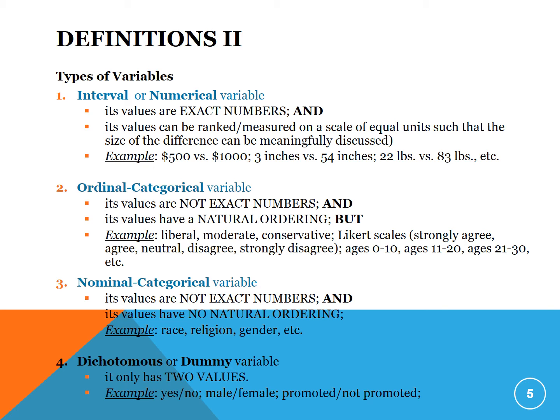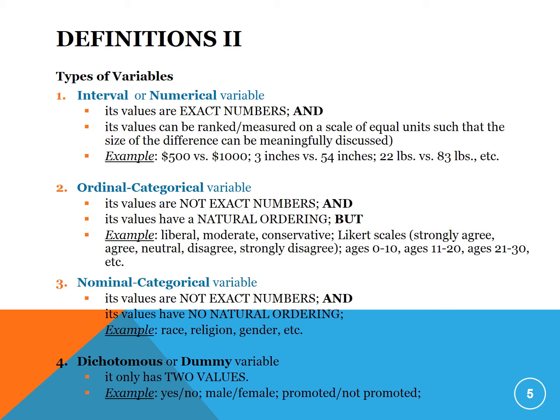The variable that may ask something about yes or no, say, did you vote last year? There's no maybe about it, right? It's yes or no. Those are two values only. Did you get promoted last year? Yes or no. There's no in between about it, right? And so that variable is a dummy variable.